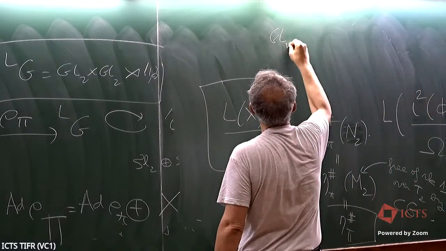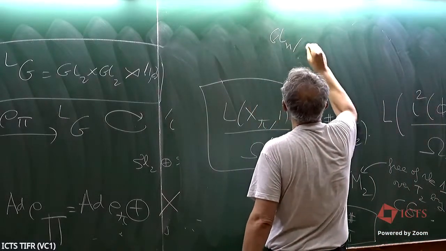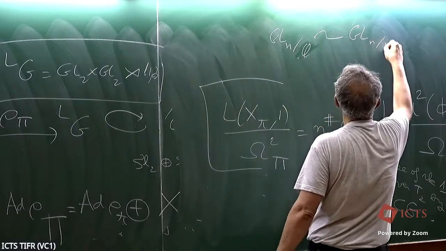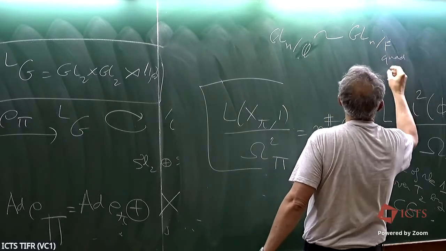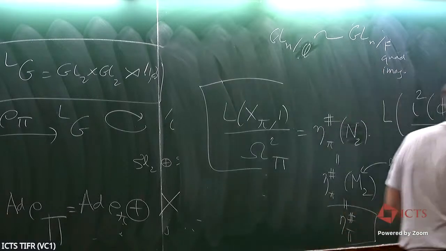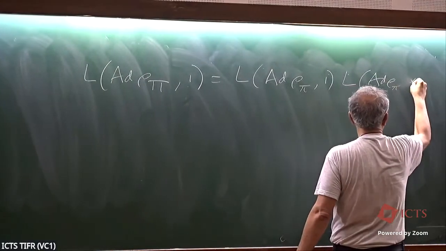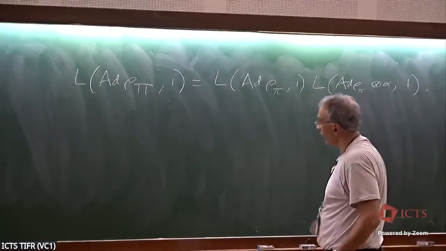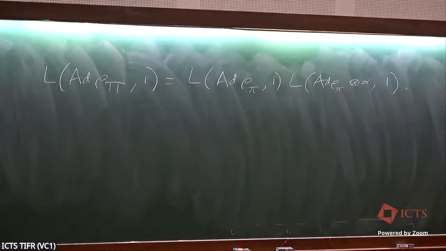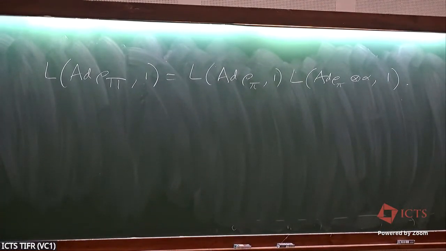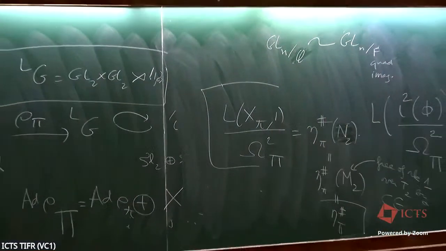Let's consider GLNQ to GLNF, quadratic. Let's say imaginary. So same notations. We will have a decomposition of ad rho pi 1 equal L ad rho pi 1, L ad rho pi tensor alpha 1. So that we have, same reason, the same calculation like here. This is for GLN.